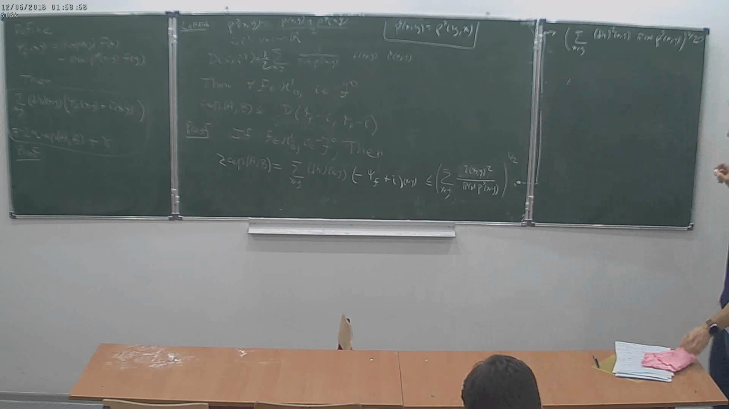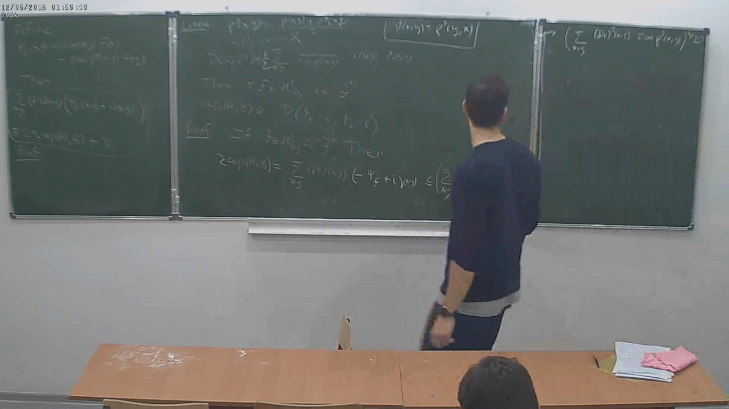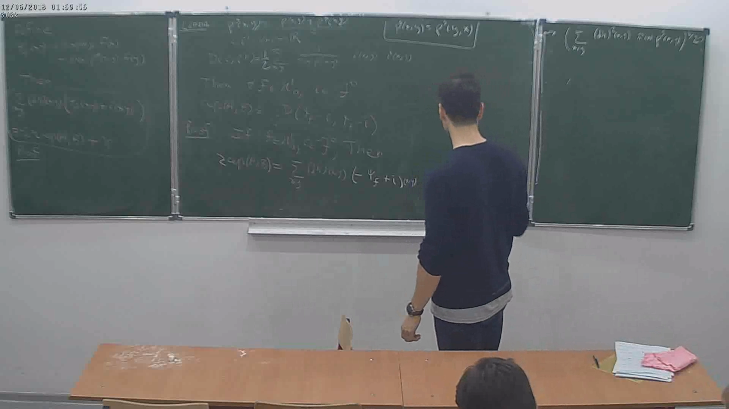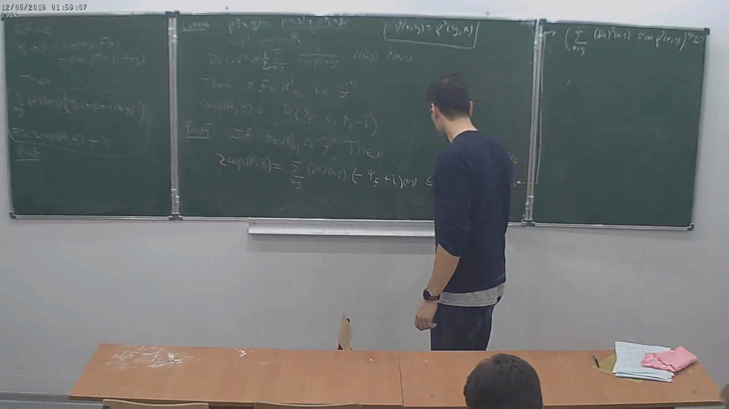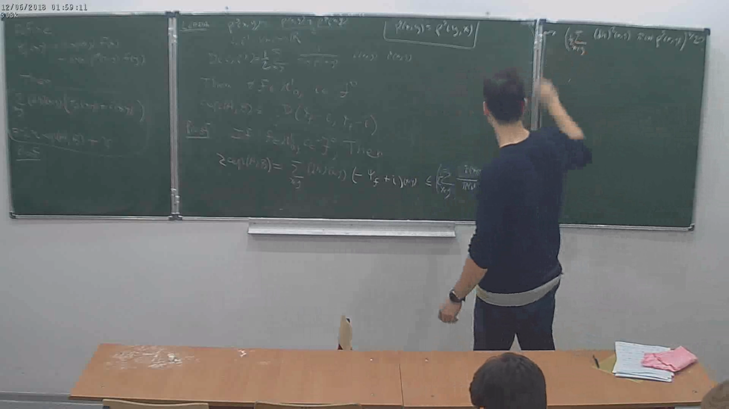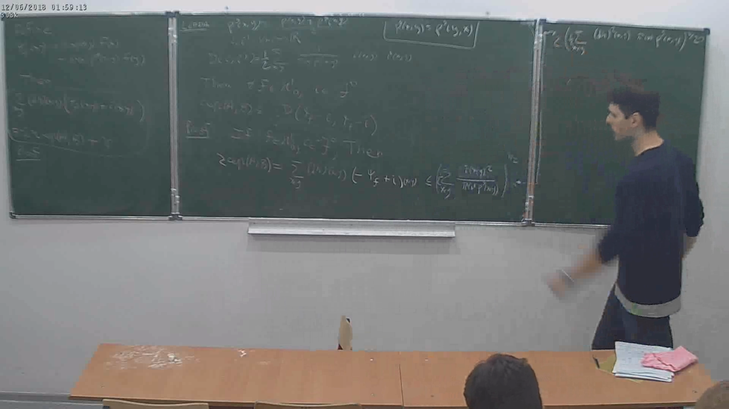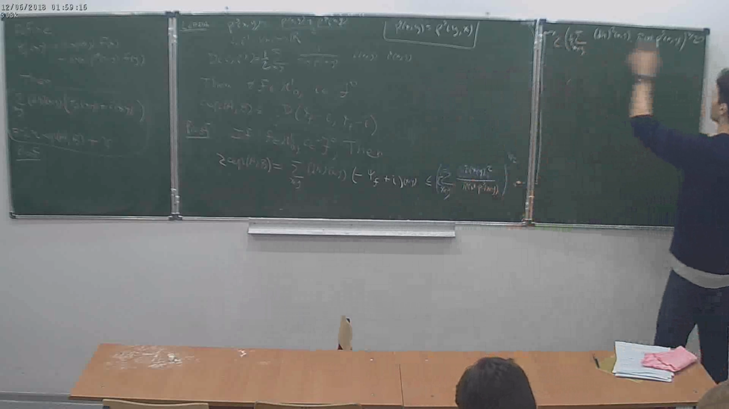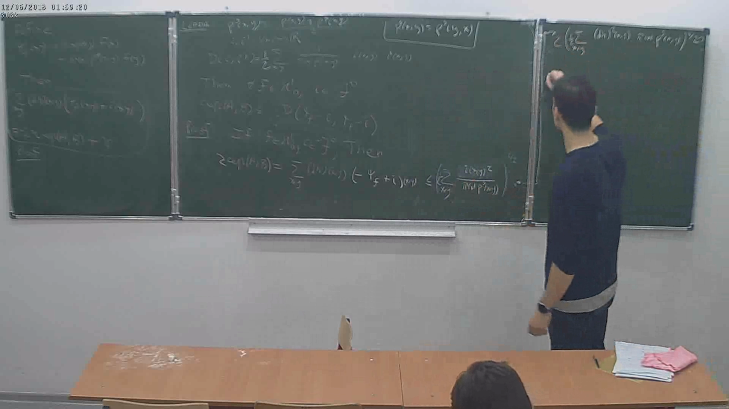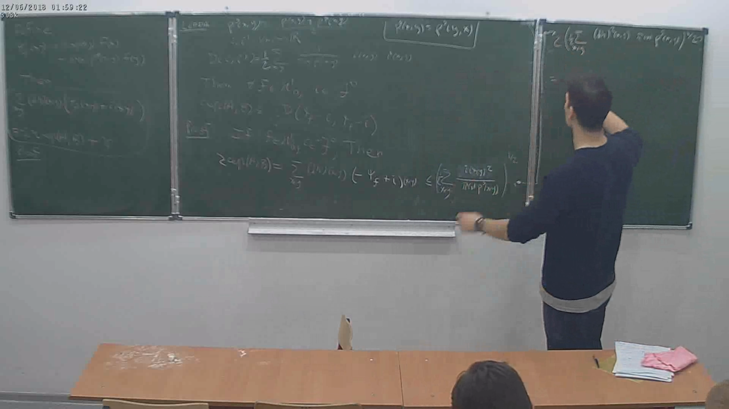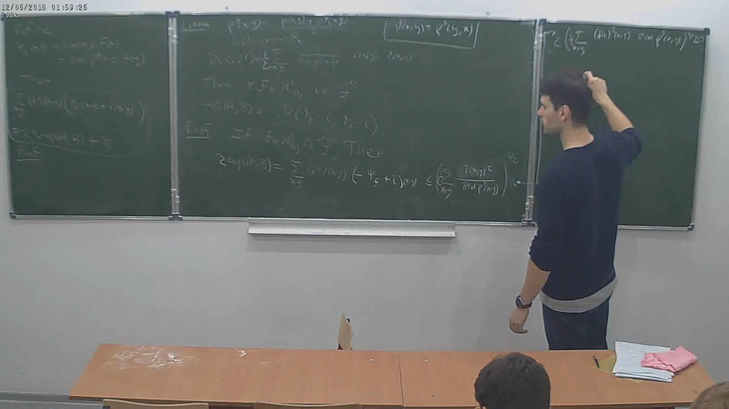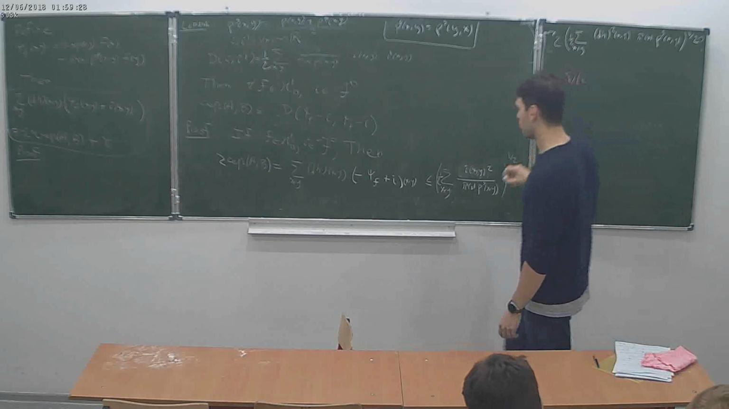Now, maybe I also want to put here 1/2, 1/2, and a 2 in front of everything, right? 1/2 to the half, 1/2 to the half times 2 is still 1. And now this is equal to D of I. There was minus CF.